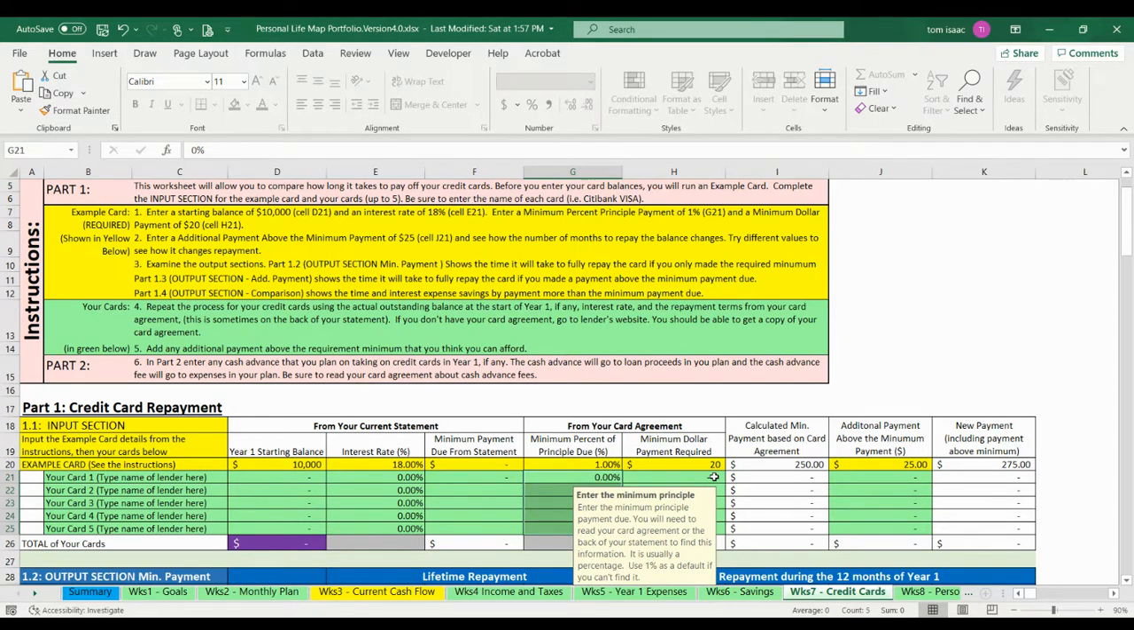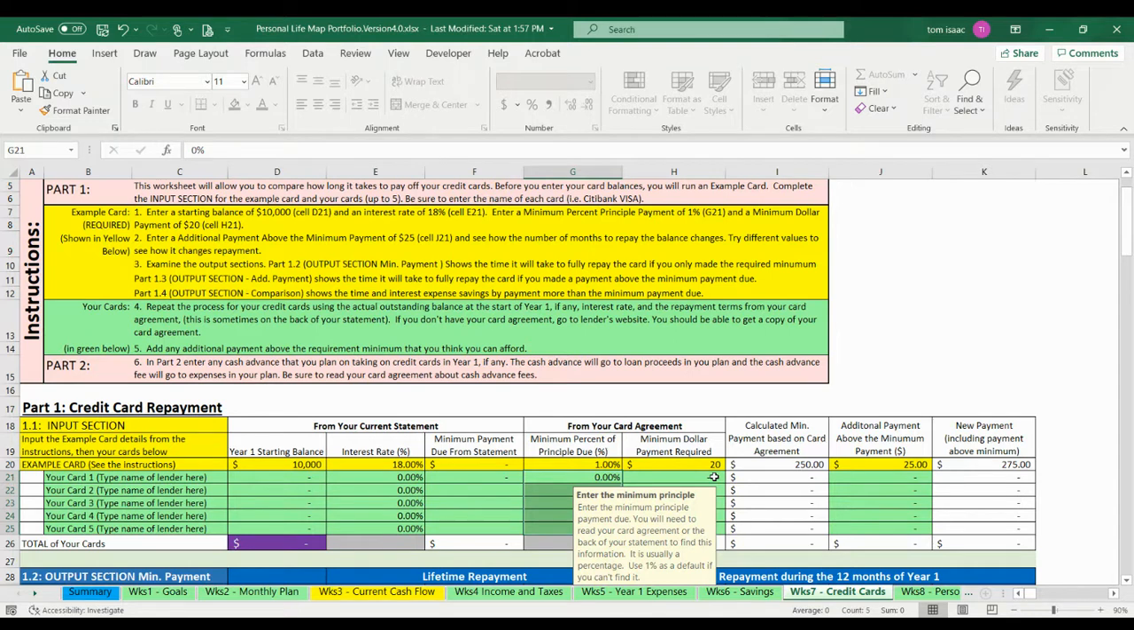So the question you're probably asking is, well, where do I get that information? You're going to need to go back to your credit card statement or your credit card agreement. Your credit card statement is something you receive every month. You may not actually receive it in the mail. It may be something that's available to you on your credit card lender's website, but you need to be able to find the monthly statement. You will see most of these terms outlined on the back of the statement.